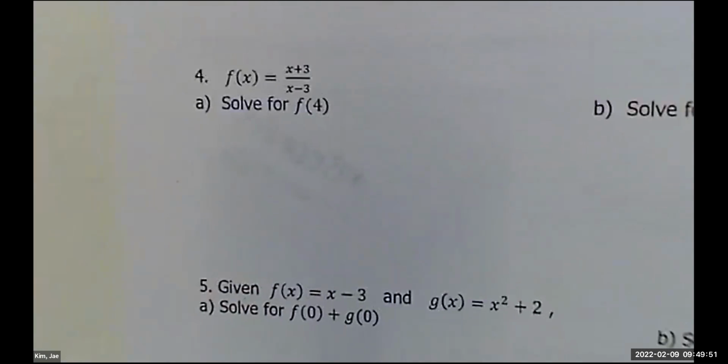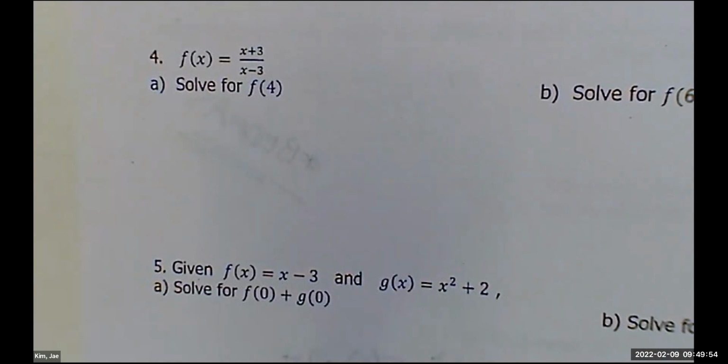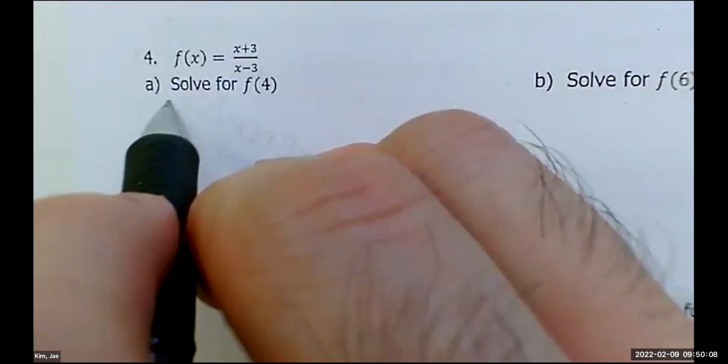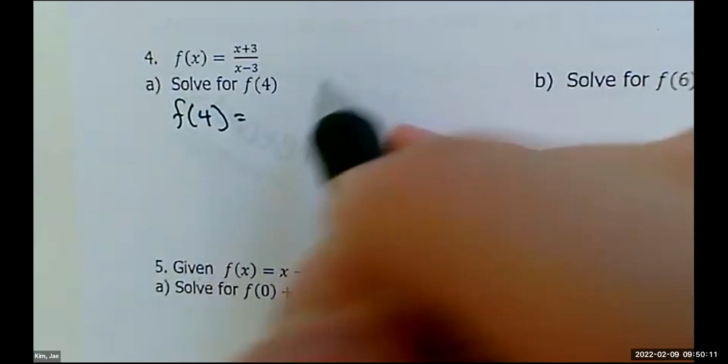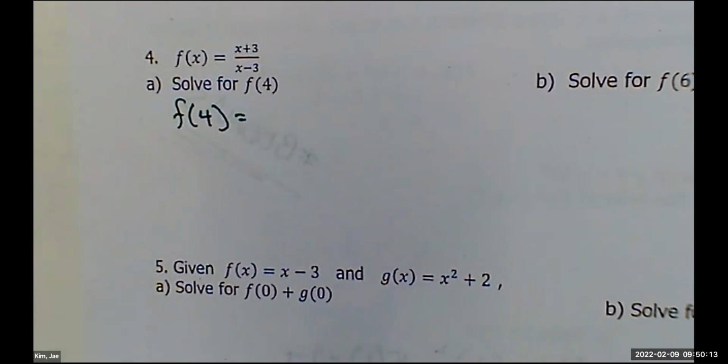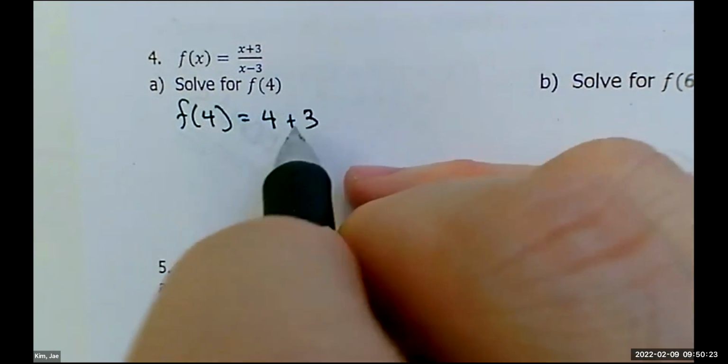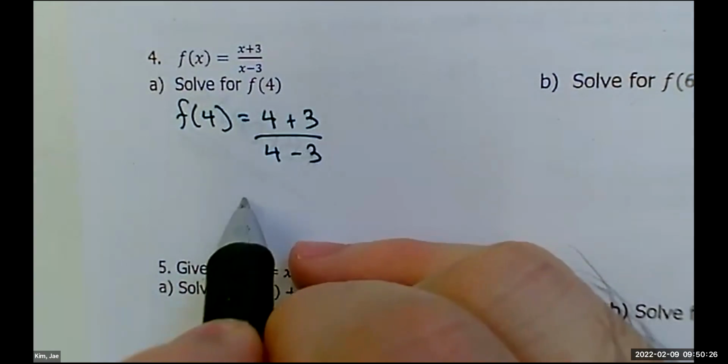All right, let's try one of these weird ones. This time the function is a fraction. If you get to grade 12, you may see these. Okay. Here we go. Solve for f of 4. It might look hard, but the math is still the same. Every time you see an x, you put in a 4. And so we have 4 plus 3 over 4 minus 3.